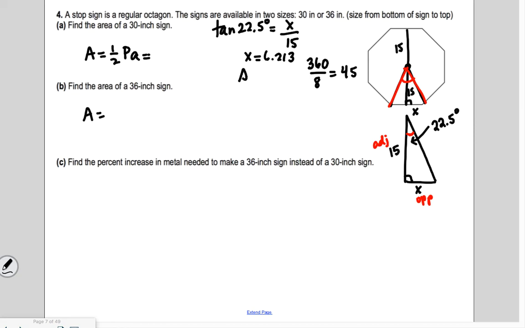So what's my side length then? How do I find the side from that? Multiply by 2, right? So it's going to be 12.426. How do I get my perimeter then? Multiply by 8. I'm keeping all these numbers in my calculator, so I have 99.411. You with me? I wish you could do this with your equations and just move them over.